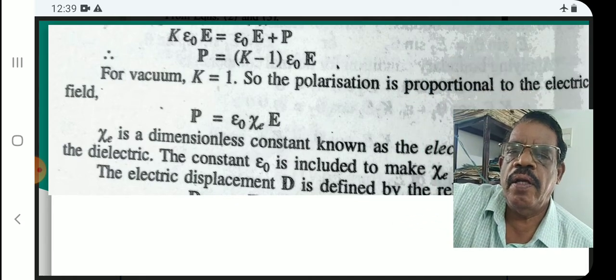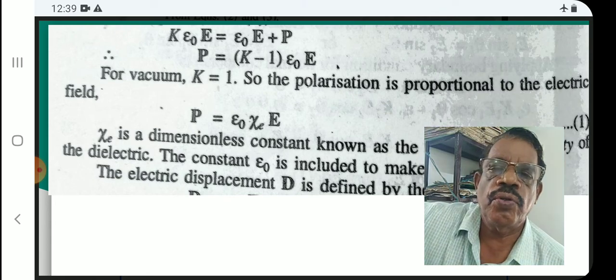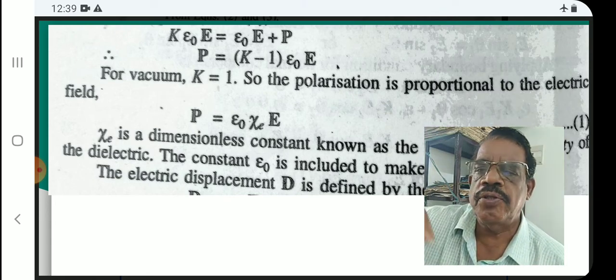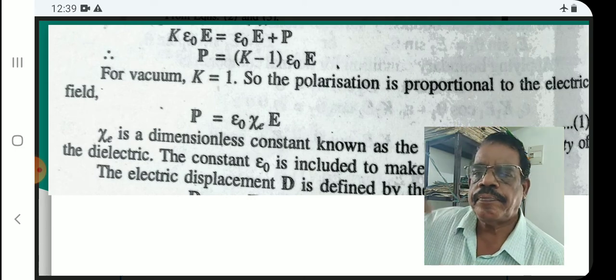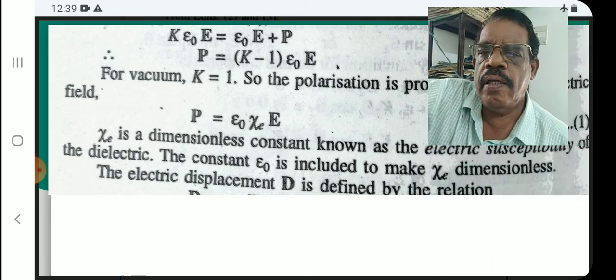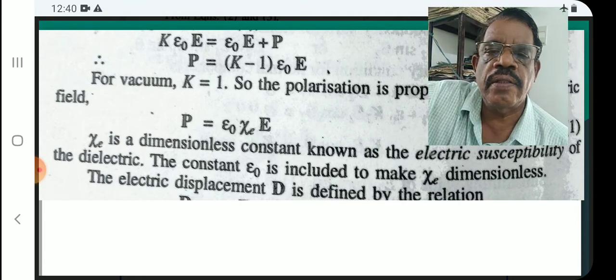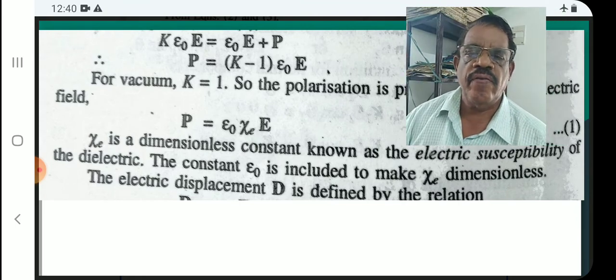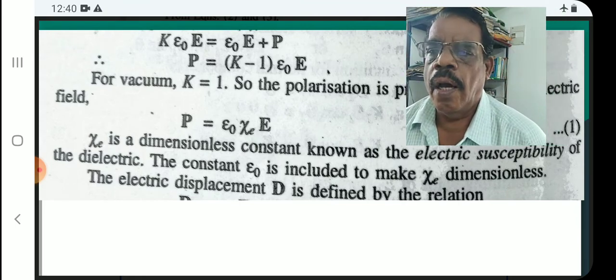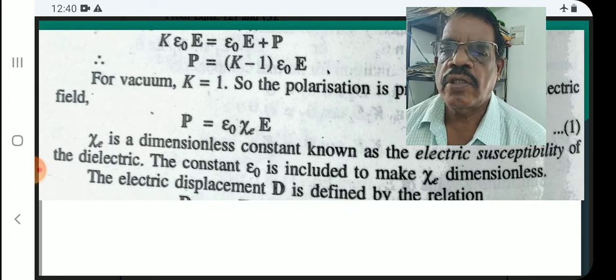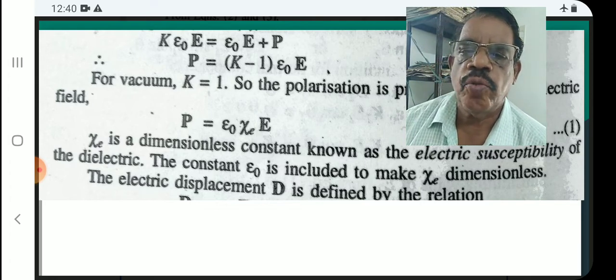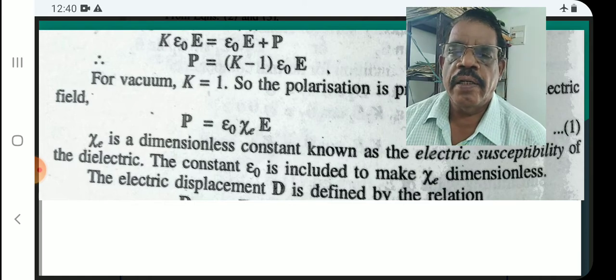And you remember, the polarization is proportional to the electric field because P is equal to epsilon 0 chi E into E. Chi E is a dimensionless constant known as electric susceptibility. We have seen the electrical susceptibility of the dielectric medium. The constant epsilon 0 is included to make chi dimensionless.